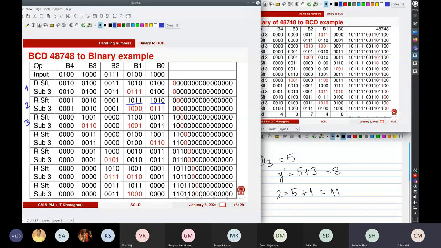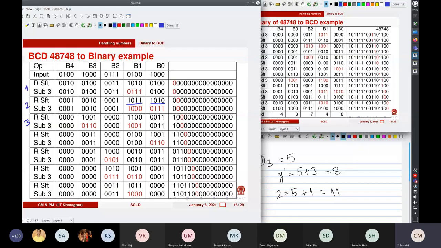What is your problem? Sir, after subtracting 3 in column B1, the value becomes 8. Oh yeah, that is all right. What you are doing is carrying out the subtraction, and then you always do a right shift, and again you check. What you are seeing is that after this also the value is greater than or equal to 8. That is all right.